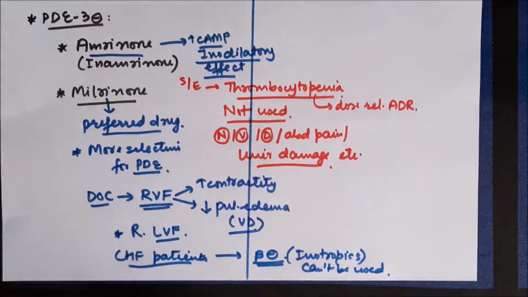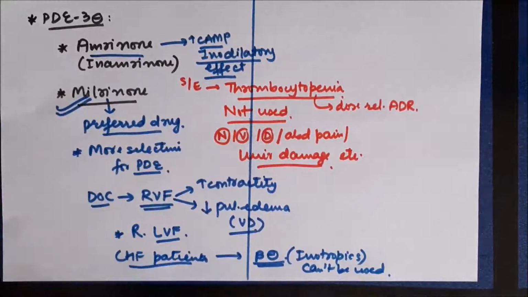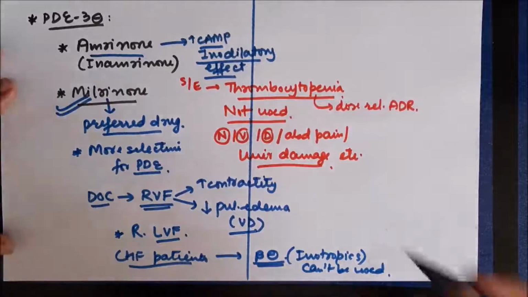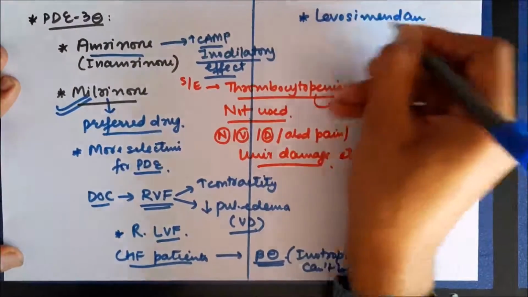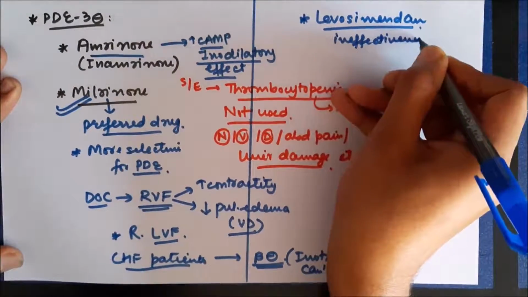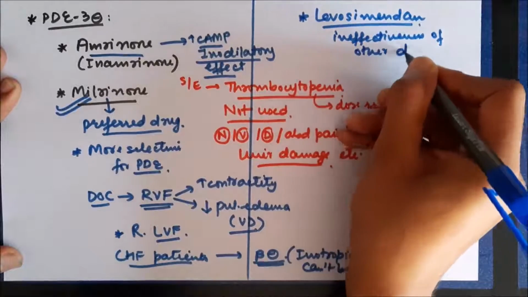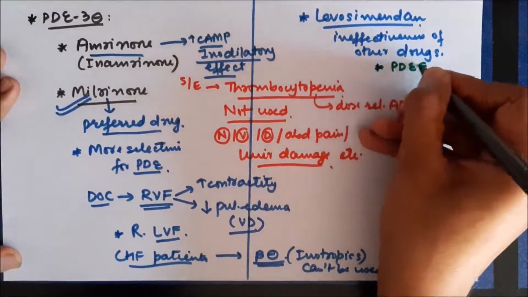Now we have another drug in this class. This drug also is an inodilator. However, it has some other mechanisms of action as well. So this drug is called Levosimendan. Levosimendan is also an inodilator drug, and it's used when other drugs, that's amrinone and milrinone, are ineffective. So in case of ineffectiveness of other drugs, we use Levosimendan.